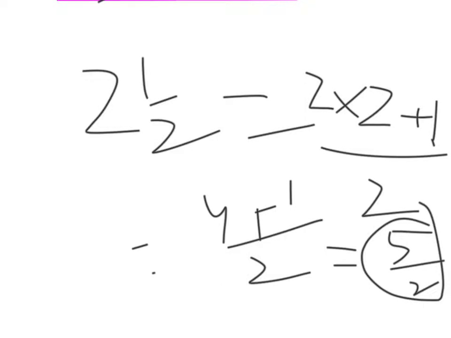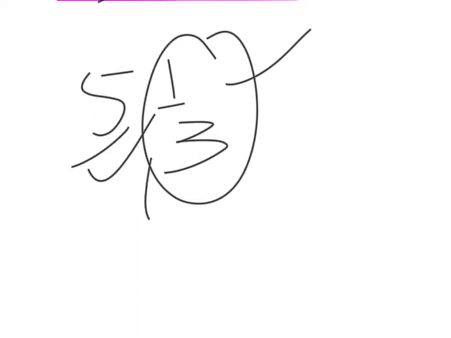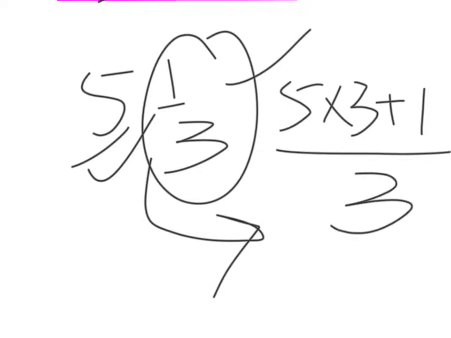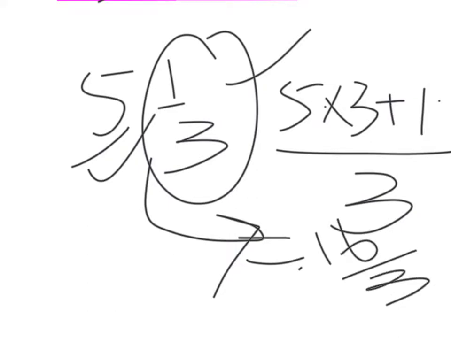This is the combination of a whole number with a proper fraction. Another example: 5 and 1/3. 5 is the whole number, and 1/3 is a proper fraction. So this combination is called a mixed fraction or mixed number. Now just multiply this whole number with the denominator of this proper fraction, add the numerator of this proper fraction to this product, and divide the whole by the denominator of this proper fraction, that is here 3. So this is equal to 5 3s are 15 plus 1 is 16 divided by 3, and this is an improper fraction at last.